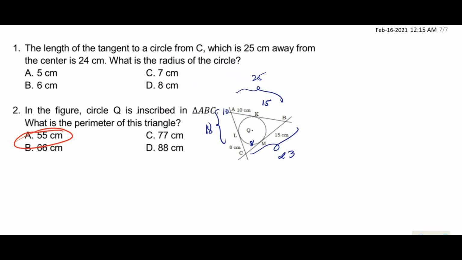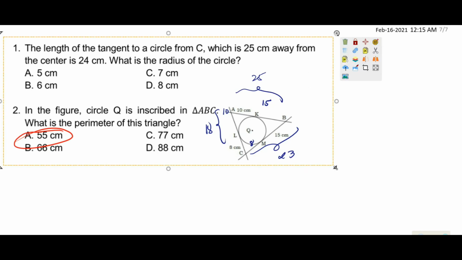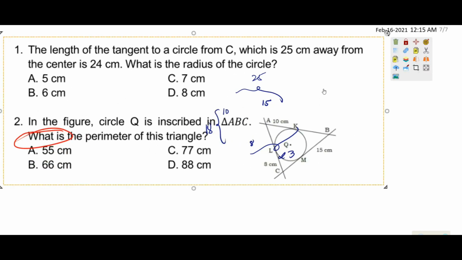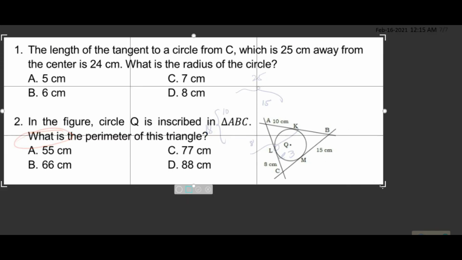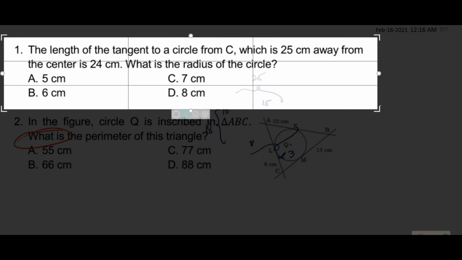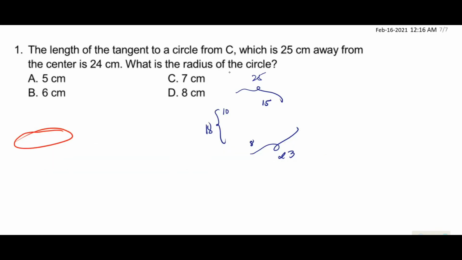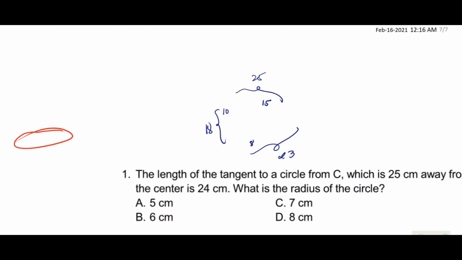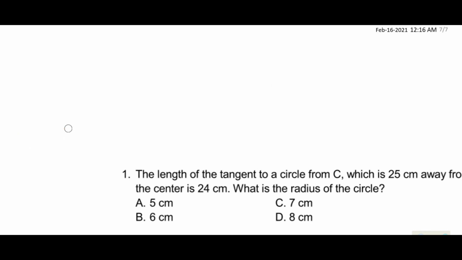So, ito. Crop natin. Para hindi na makuha yung ano. Okay na yan. And then, burahin natin to. Ayan, malinis na.